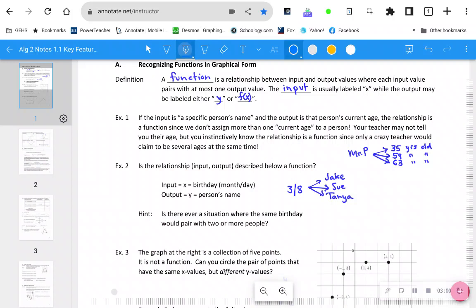This first example up here, that was the wrong way to think of it. It should be one person with one age.